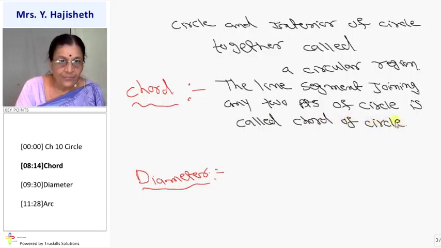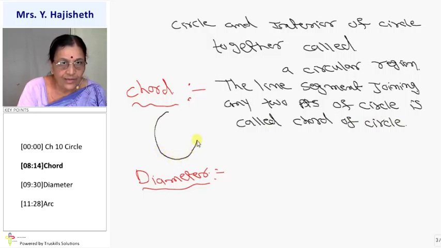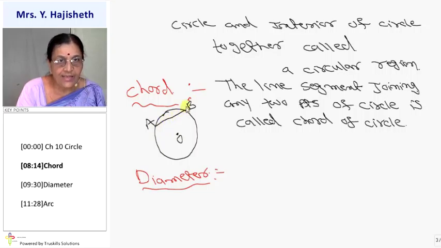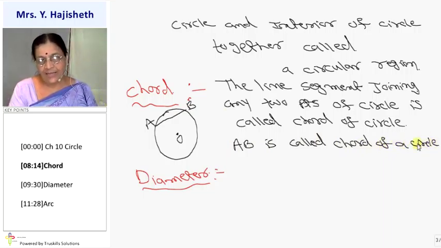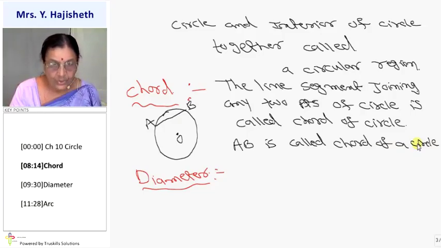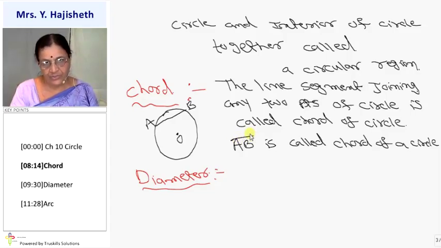See in the figure, suppose this is a circle. This is the center O. Now suppose A and B are any 2 points of the circle and the line segment joining these A and B. So here AB is called a chord of the circle. Any 2 points of the circle, you join them by a line segment, then AB is a chord. And if I don't put a bar over AB, then it represents the length of the chord. For a chord, putting a bar on top is necessary.